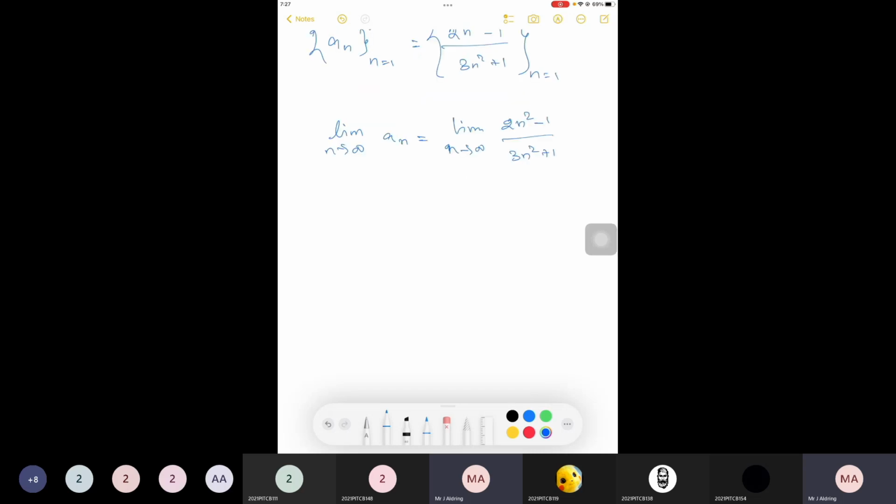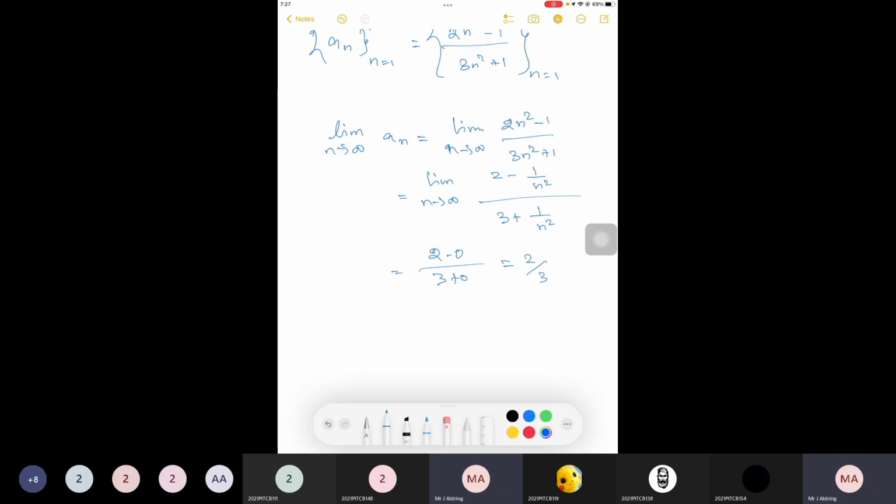Here, if you apply the limit, we can write the limit as n tends to infinity. For example, we can write the numerator as 2 minus 1 by n square, divided by 3 plus 1 by n square. Now, if you apply the limit here, 1 by infinity tends to 0, because it tends to 0. Therefore, 2 minus 0 by 3 plus 0 is equal to 2 by 3.